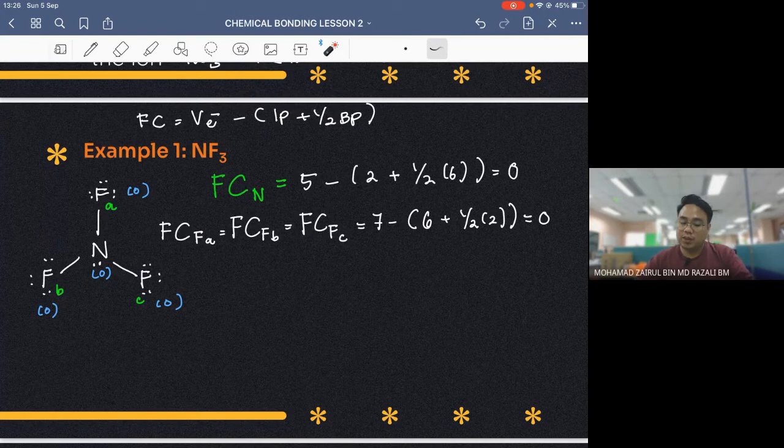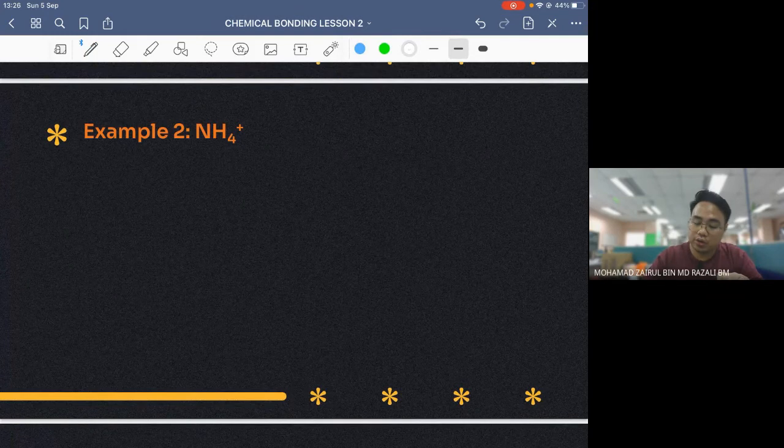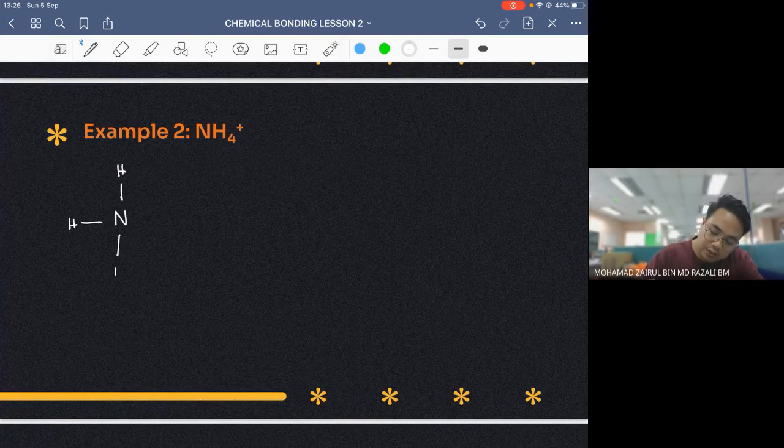Okay, so we try to calculate the formal charge for NH4 plus. First, you need to draw the Lewis structure. So we need to draw the Lewis structure, and single bond H, single bond H, single bond H. Okay, ion, that means the ion must be located in square bracket.